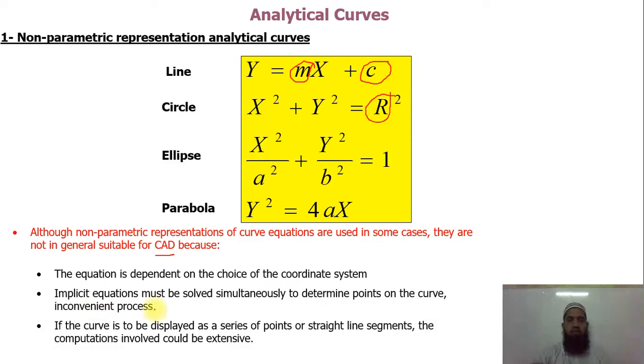Next, an equation is either implicit or explicit. Implicit equations must be solved simultaneously to determine the points on the curve, which is an inconvenient process. Another reason: if the curve is to be displayed as a series of points or straight line segments, the computation involved could be extensive. So these are the three reasons. Because of these three reasons, it is not suitable and desired for CAD. So you must remember these formulas also. It is most important, or maybe you have already studied them in the lower classes.